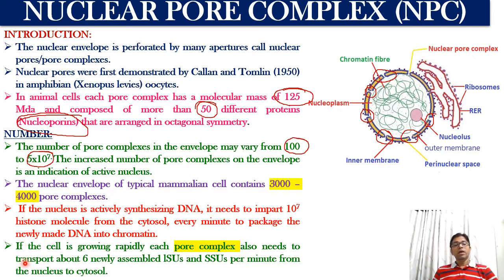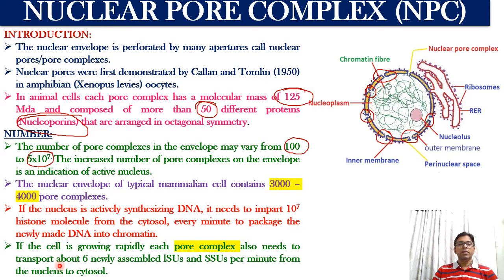In the same way, if the cell is growing rapidly, each pore complex also needs to transport about 6 newly assembled large and small ribosomal subunits per minute from the nucleus to cytosol. Ribosomes are synthesized in the nucleolus, which is present in the nucleoplasm.